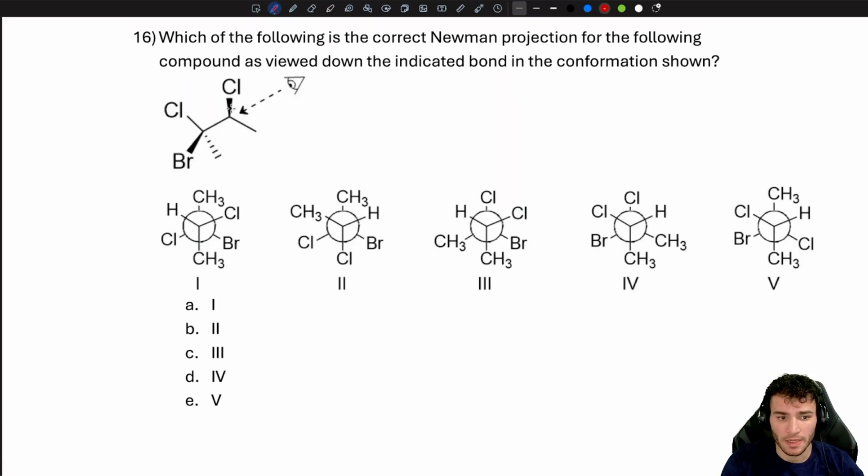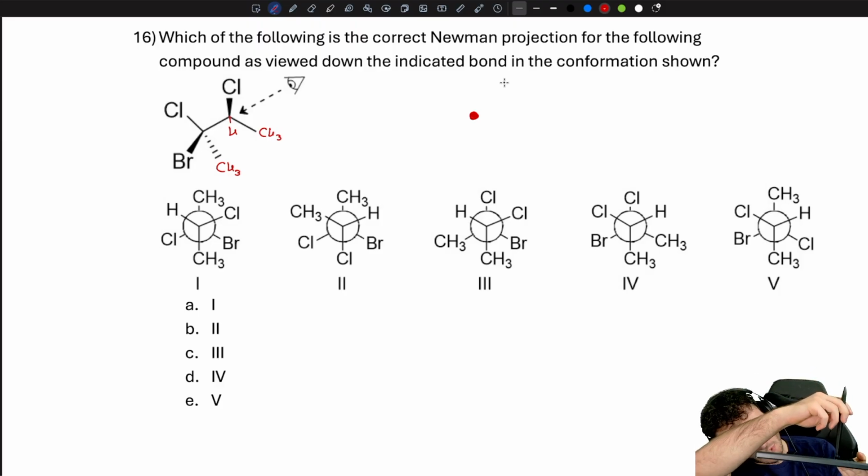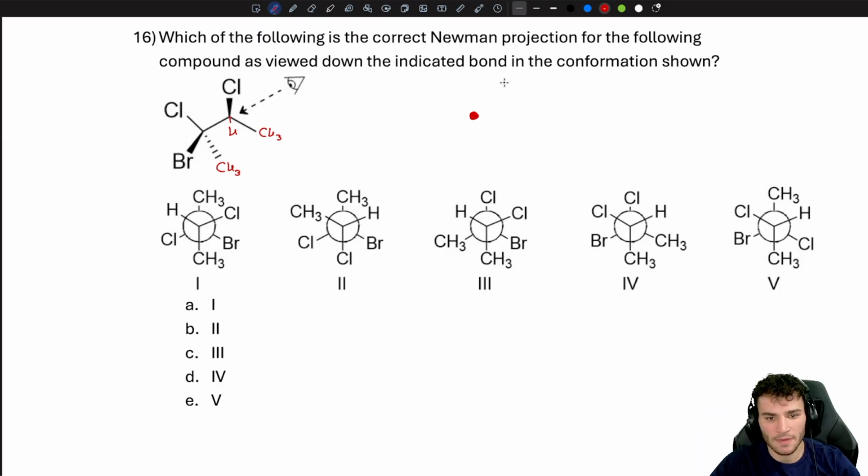Question 16, we're doing a similar thing in which we have chlorine on a wedge. We have this methyl group, this hydrogen over here. We're going to have this methyl group on a dash. And then we're going to have a front carbon. If we look from right to left, our chlorine is looking up originally since it's on a wedge. And if we look from this direction, it now appears on our left side. So chlorine is going to be here.